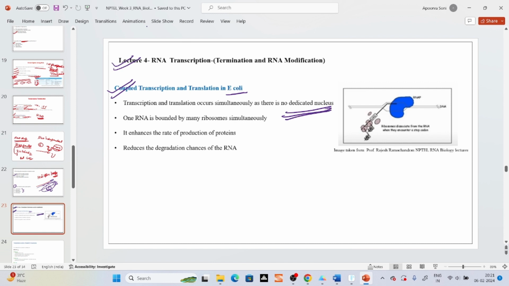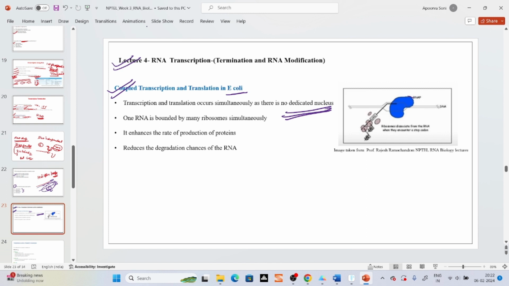You can see this is the DNA template, and these are the RNA molecules to which ribosomes are bound. Once the RNA is formed, one RNA is bound by many ribosomes simultaneously. Sorry, this is the RNA template. These are the ribosomes which are bound, and this is the protein which is getting formed.